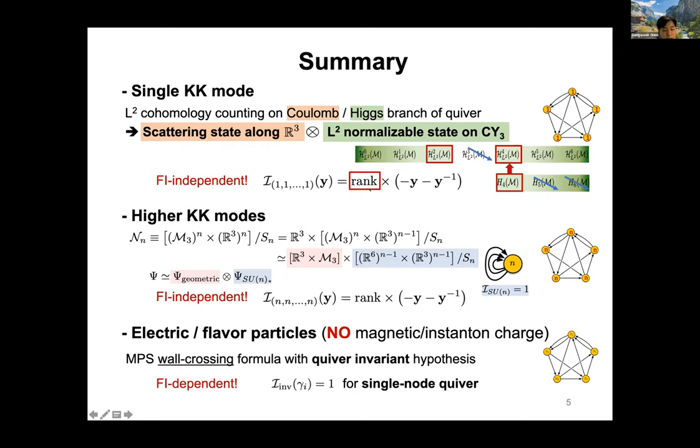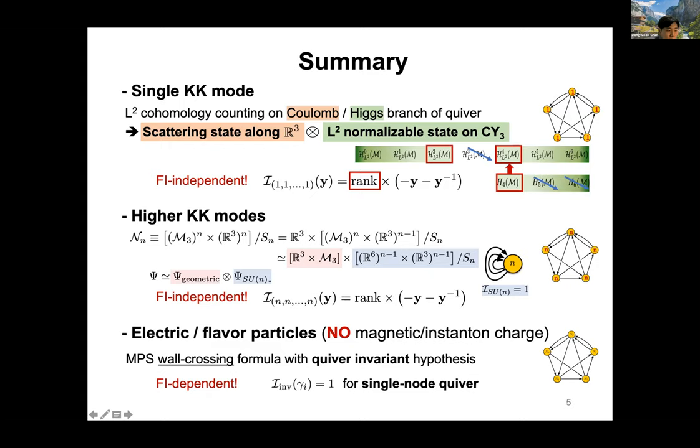And for higher KK modes, this careful counting based on L2 cohomology fails because we have too many non-compact directions in the target, as the target is a symmetric product as we raise the rank of the quiver gauge theory. But still we can utilize some approximation on this Calabi-Yau 3-fold side. So we end up with physically sensible states that are almost factorizable into two parts. One corresponds to SU(N) gauge theory, and the other corresponds to the abelian version of this complicated quiver. So again, the answer becomes FI independent. So we have the same result as single KK modes here.